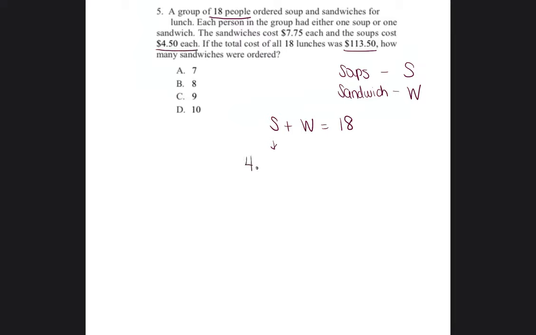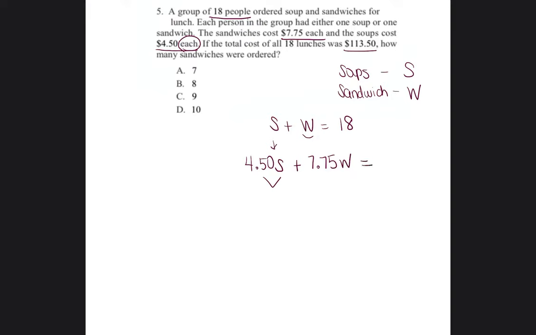So I'm going to write $4.50S. When you have these two written side by side, that means they're being multiplied. Anytime you see the word each, it means you're multiplying. $4.50 times S. And then we're going to plus the price of the sandwiches. So the sandwiches are $7.75 each. So again, $7.75W, because these two are being multiplied against each other. And we know that because they're written side by side.